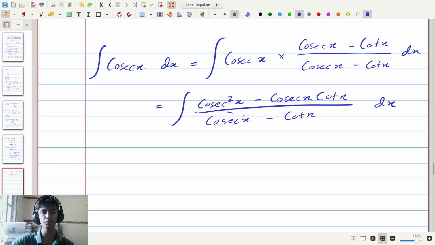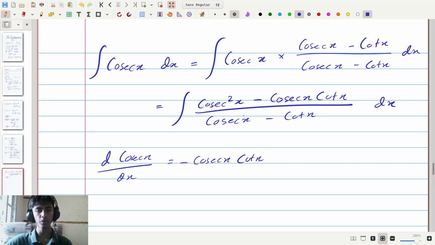We can see this if we individually take the derivative of cosecant of x and the negative cotangent of x. We know that the derivative of the cosecant of x with respect to x is equal to the negative cosecant of x times the cotangent of x. We also know that the derivative of the cotangent of x with respect to x is equal to the negative cosecant squared of x. From this we can say that the derivative of the negative cotangent of x would be equal to the positive cosecant squared of x.